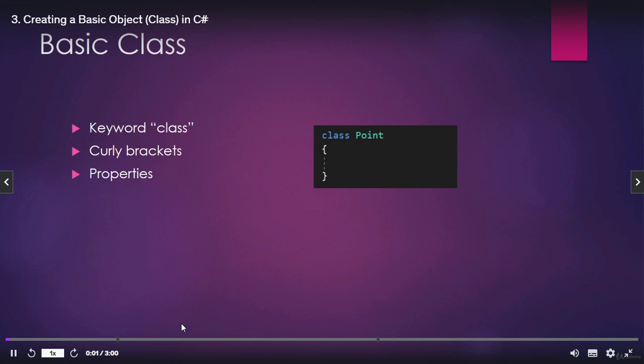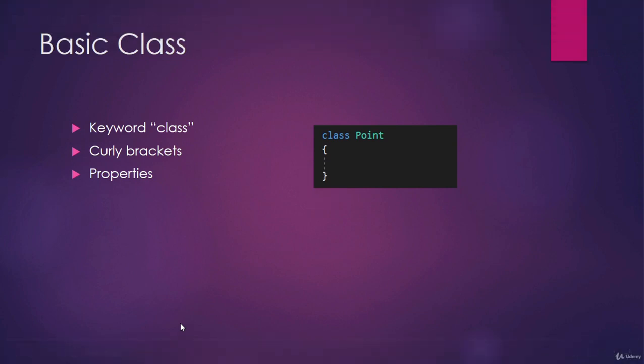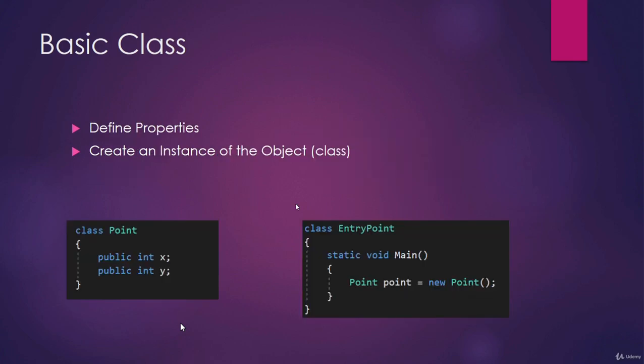How do we create a class? Well, we have to use the keyword class, of course, curly brackets, and the name of the class. It's very straightforward and very simple. After you define the class, you have to give it properties. The properties, like we said, are the set of variables that define your class. For example, if we have the class called point, the point can have x and y coordinates.